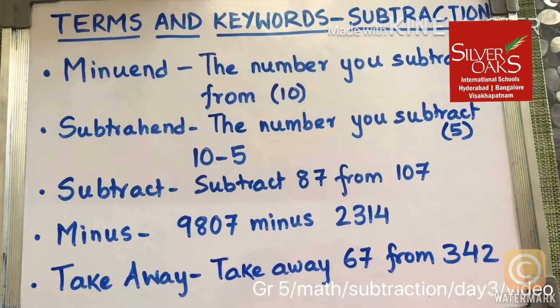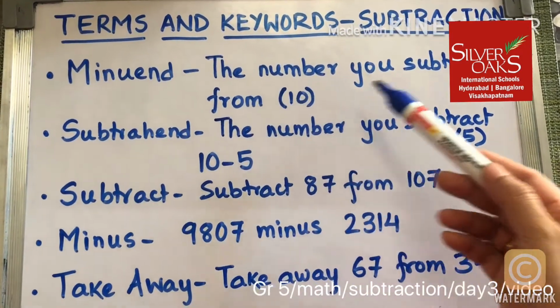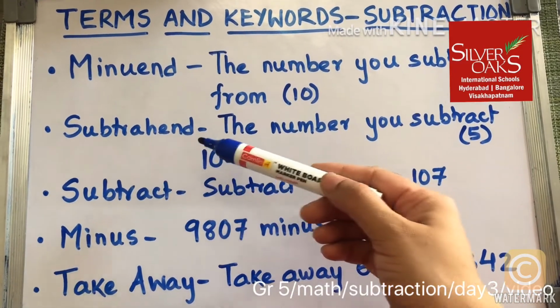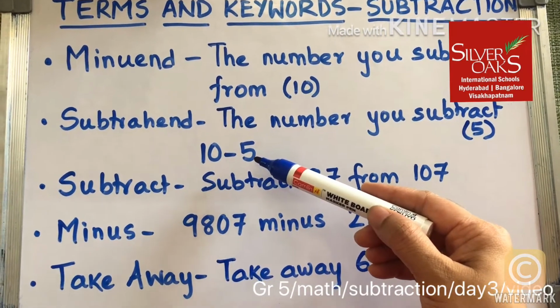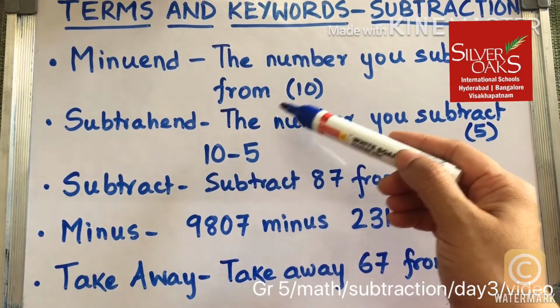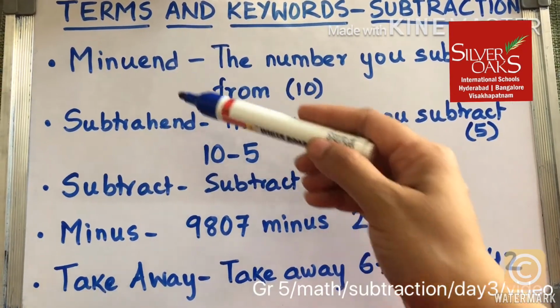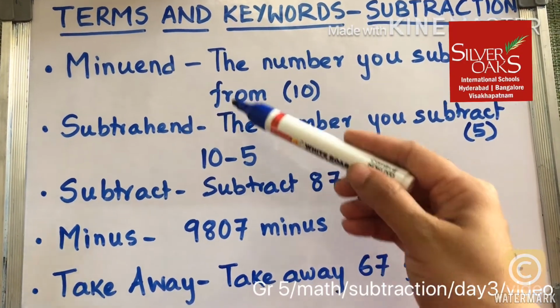Before we start discussing the different rules for subtraction, let us first know the different terms and keywords related to the numerical operation of subtraction. The first term is minuend. It's the number you subtract from. Subtrahend is the number you subtract. For example, if I take 10 minus 5, I'm subtracting 5 from 10. So 5 is the subtrahend and 10 is the minuend. These terms are not used frequently, but it's good if we know their meanings.